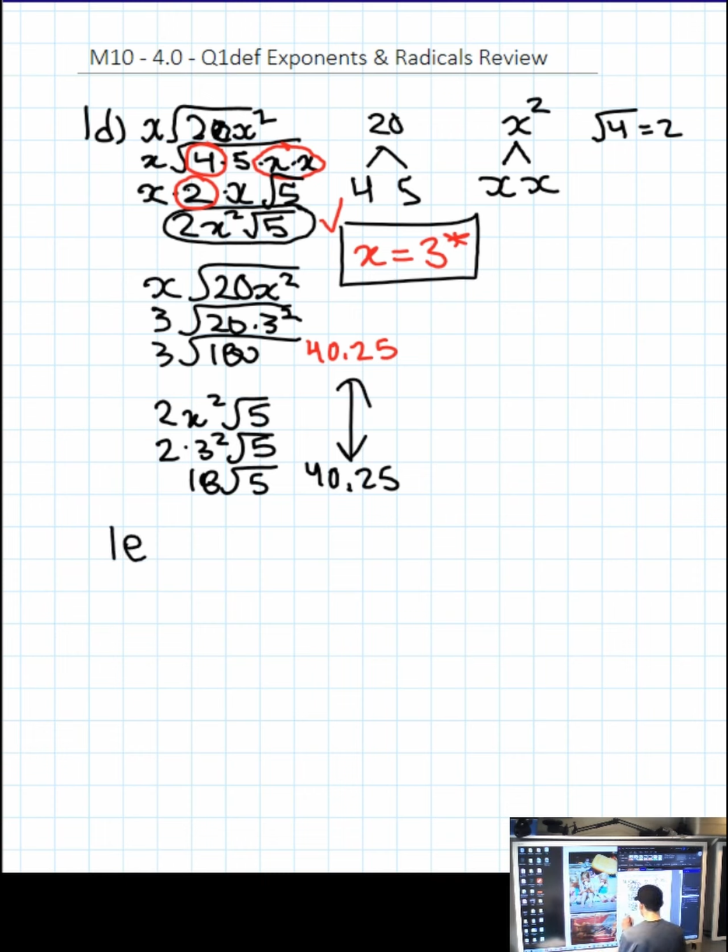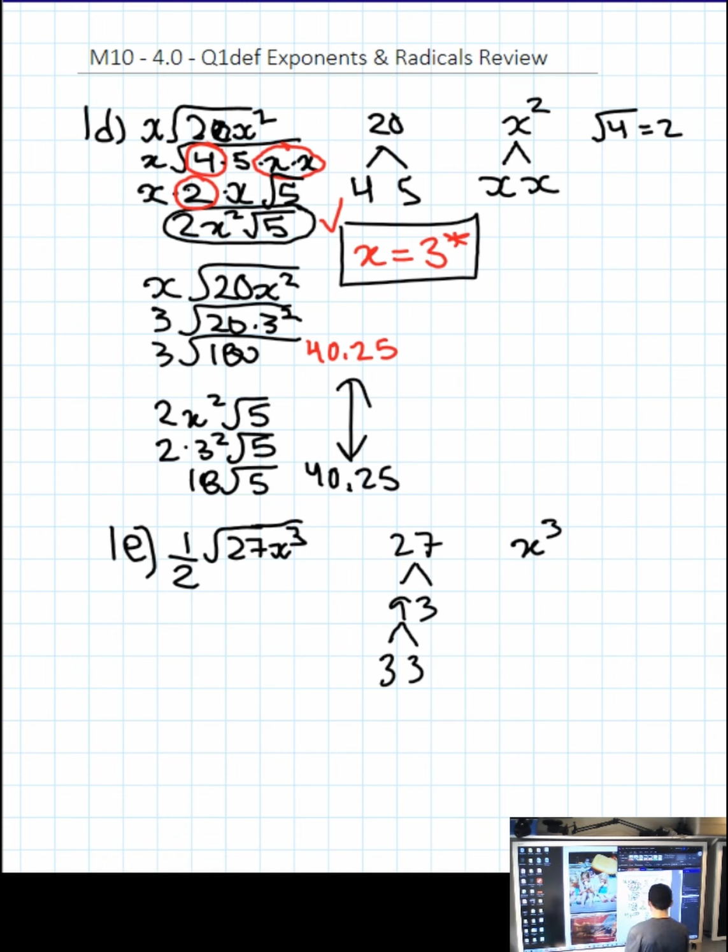Okay, 1e. We have 1/2 square root of 27x cubed. So 27 is simply 9 times 3, which is 3 times 3 times 3. And x cubed is simply x times x times x.